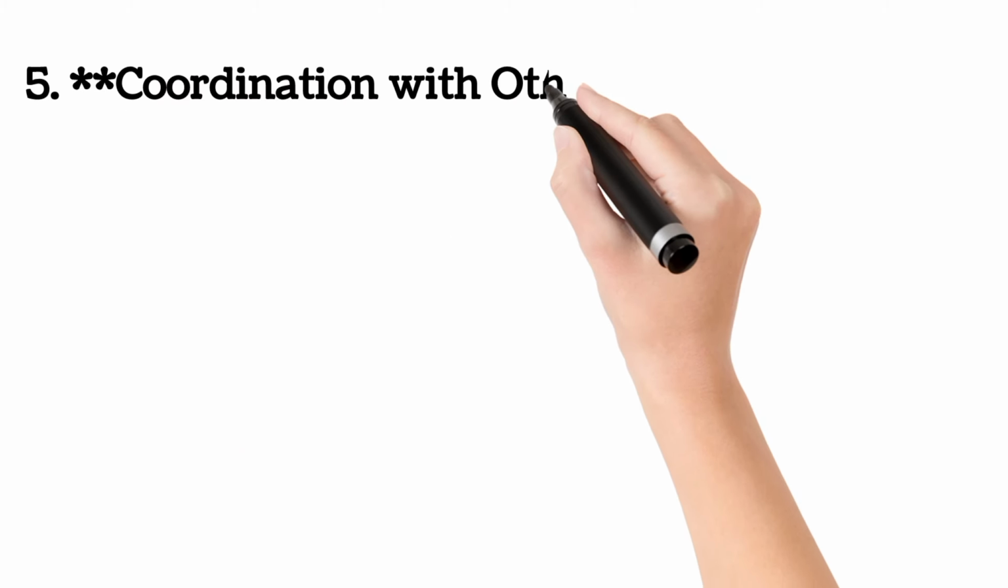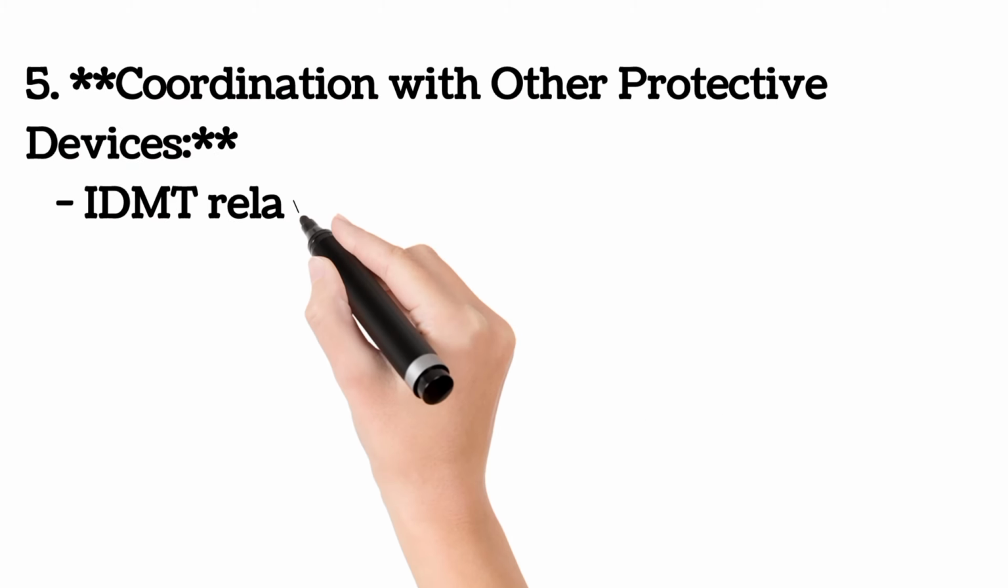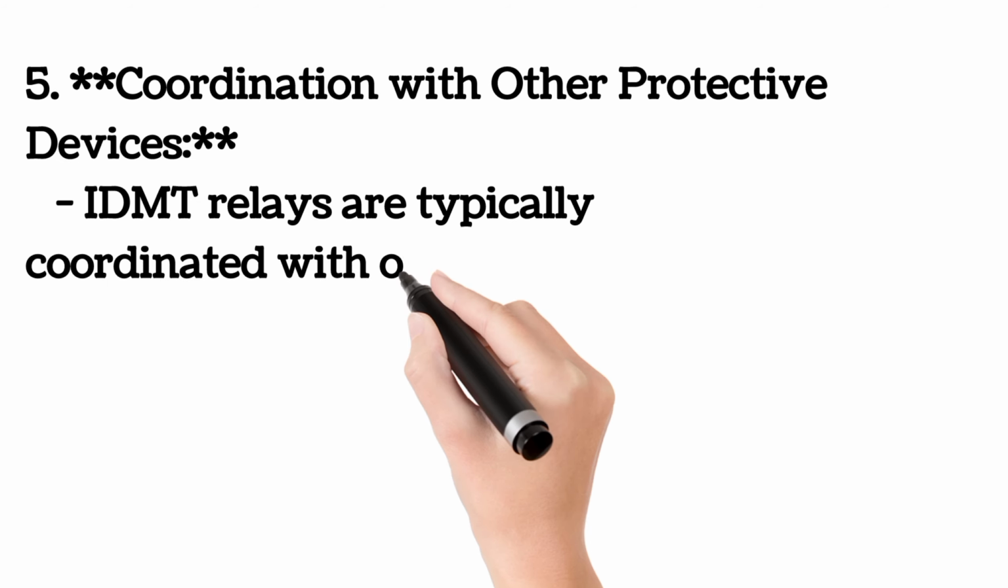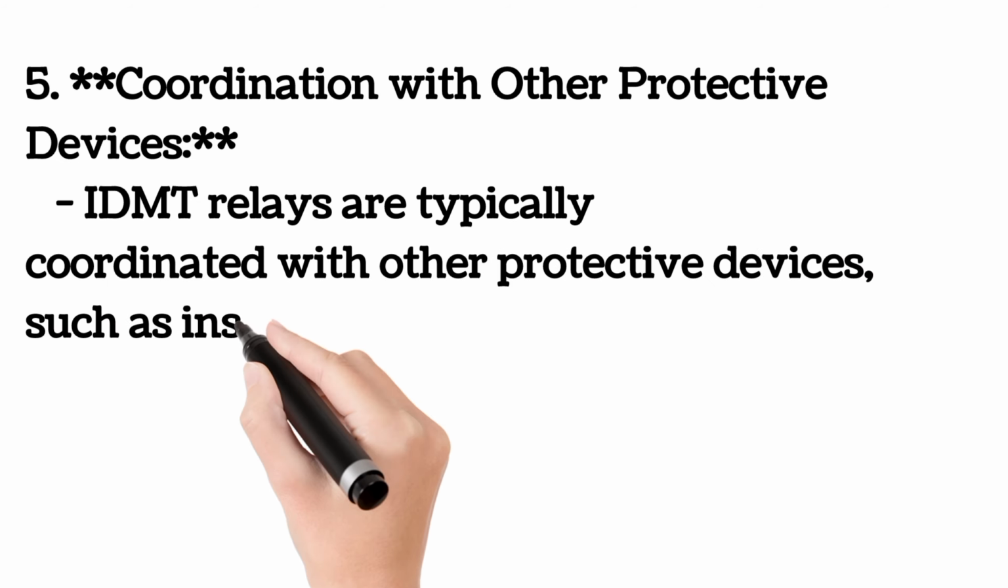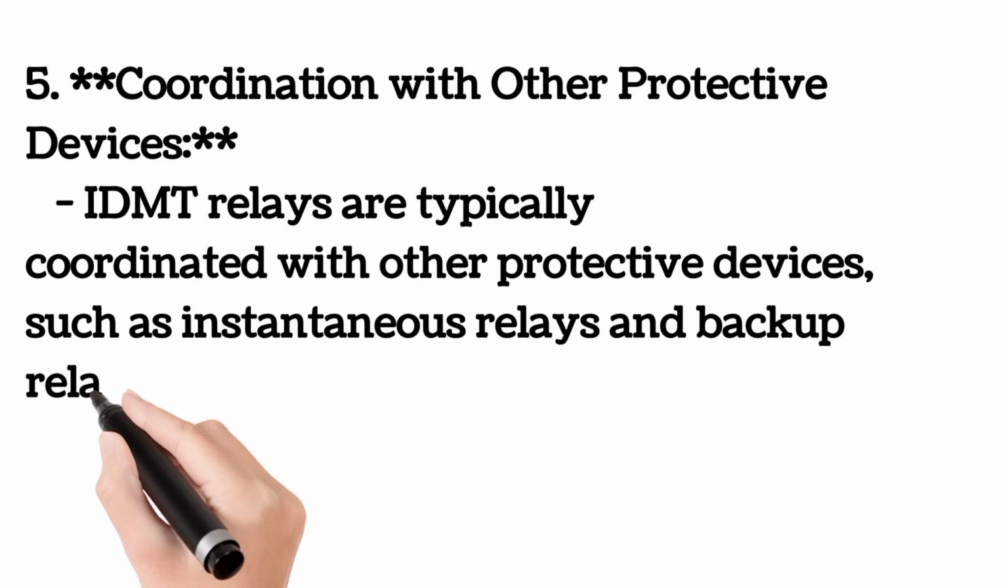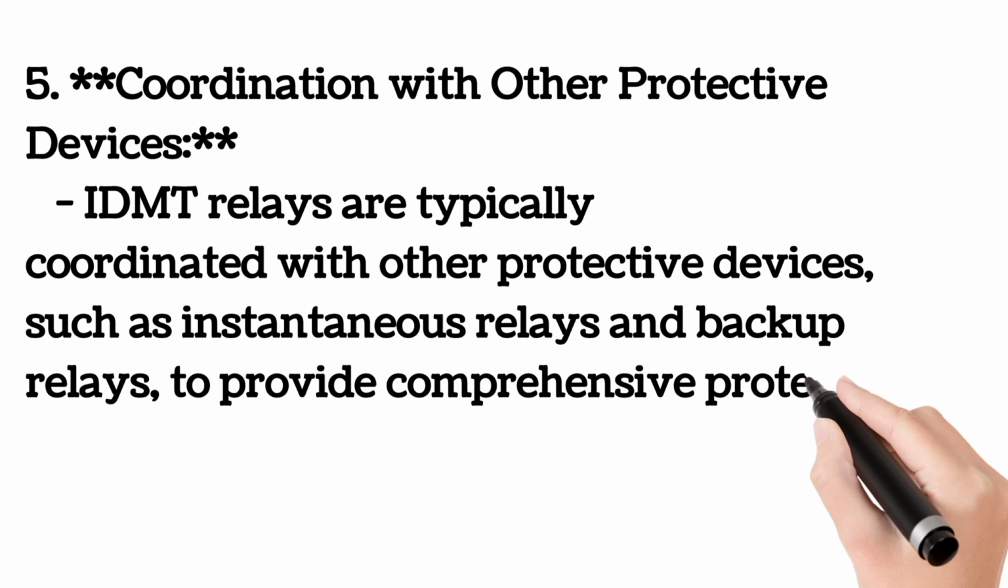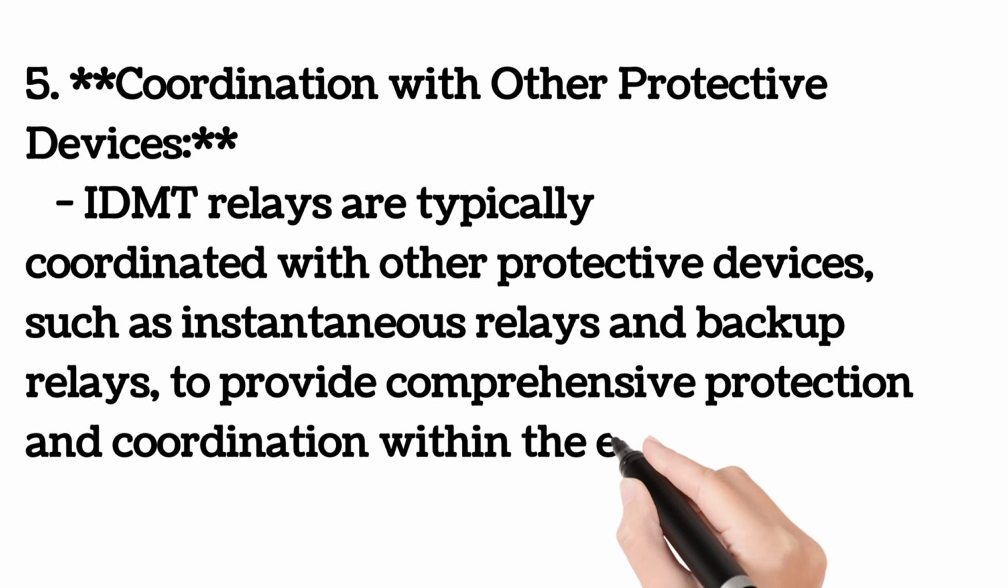5. Coordination with other protective devices. IDMT relays are typically coordinated with other protective devices, such as instantaneous relays and backup relays, to provide comprehensive protection and coordination within the electrical system.